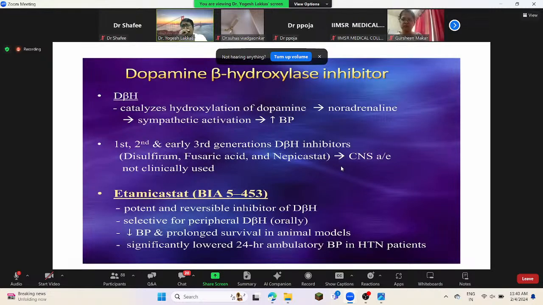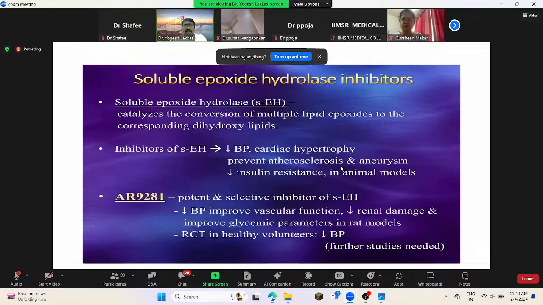Then dopamine beta hydroxylase inhibitor, again a research molecule. It prevents the conversion of dopamine to noradrenaline, acts on the sympathetic system, and will be helpful in hypertension. Then soluble epoxide hydrolase inhibitors prevent the conversion of lipid epoxides into dihydroxy lipids, and this has a positive effect on BP control. It also has favorable effects, preventing cardiac hypertrophy and atherosclerosis.